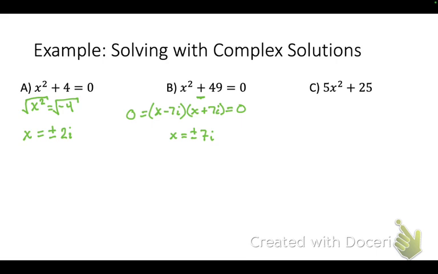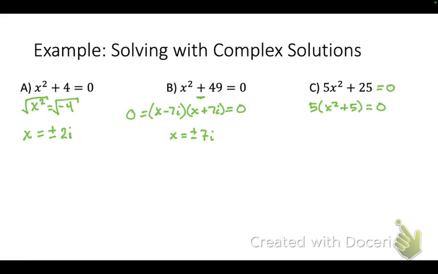Which one? C? I don't know. So we're solving, so it has to be set equal to what? 0. Jacob wants to factor out a 5. They're not perfect squares, so can you factor it? Can you use the method on B? No, you have to use the method on A.